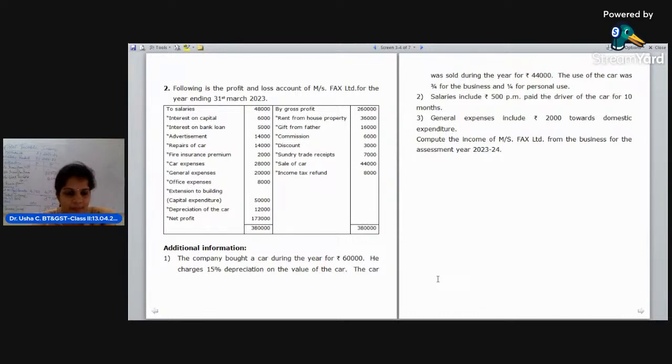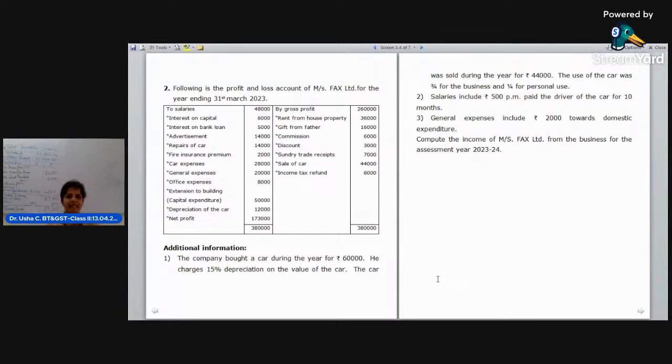Fire insurance premium is a regular business expenditure as usual. Next, car expenses. Expenses in the sense of traveling expenses, whatever the driver charges or the petrol charges incurred for using the car, are allowable. But repair of car and purchase of car are capital expenditure, whereas car expenses is a revenue expenditure. You should understand this clearly. Car expenses is an allowable expense.